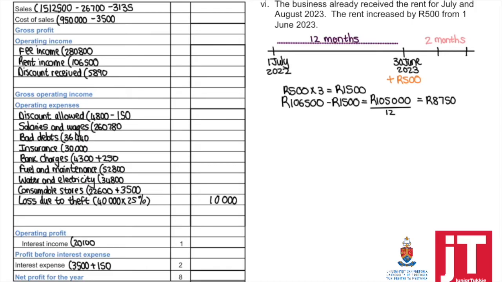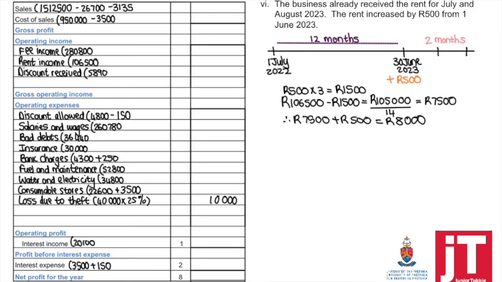If we take it out of the equation, we would find, what was the total rent for the entire year without the increase? Be very careful. If you divide it by 12, you're going to get this wrong. Remember that the rent was received for 14 months, which means we need to divide it by 14. That equals 7,500 per month without the increase over 14 months.